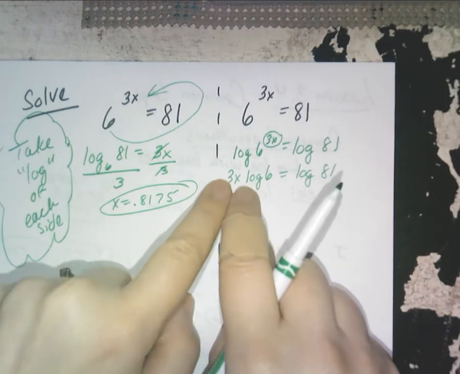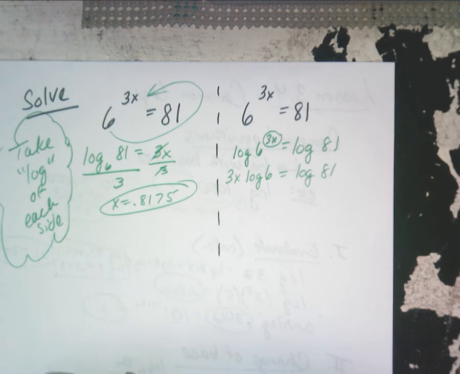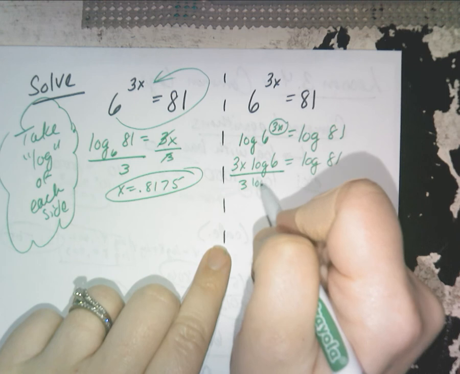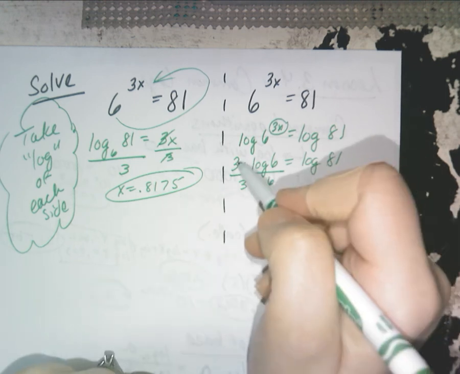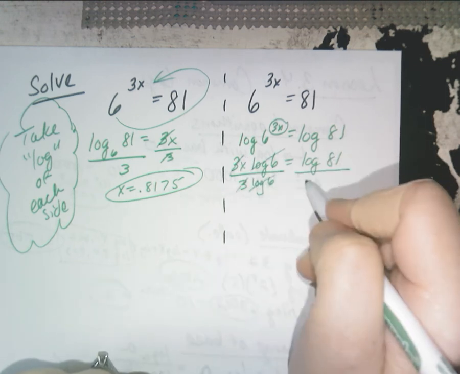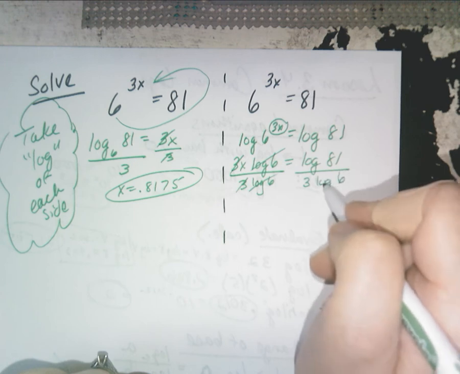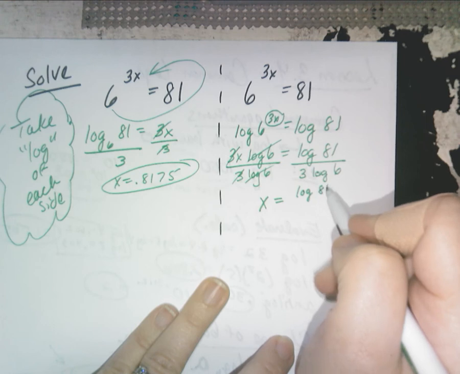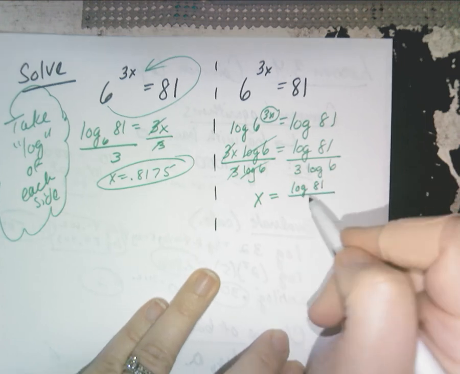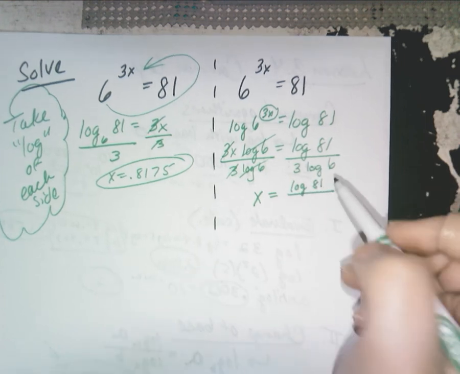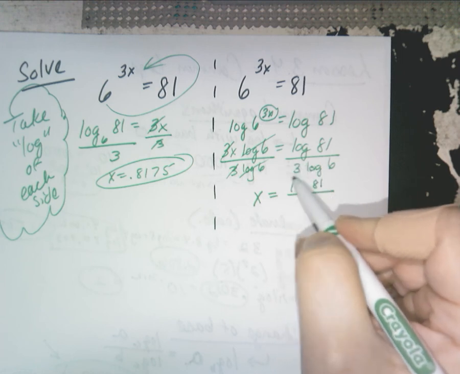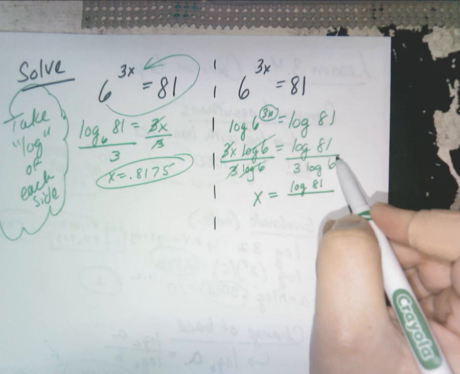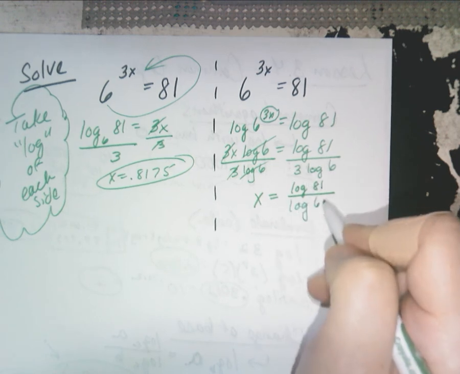This is a number. How do you get x by itself then? Divide by 3 log 6. Do it at the same time. And do it on this side. 3 log 6. And so x is equal to log 81 over, let's write this a better way. What do I do with that 3 now? Where can I move it now? Couldn't I make it the power of 6? Log 6 to the 3rd.